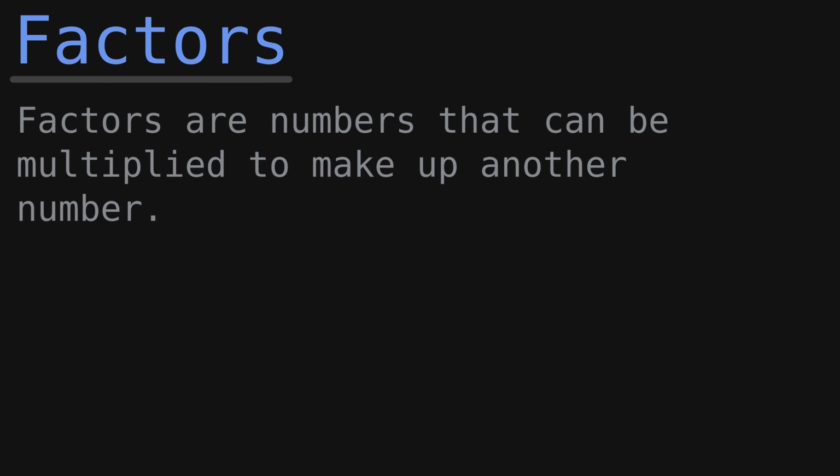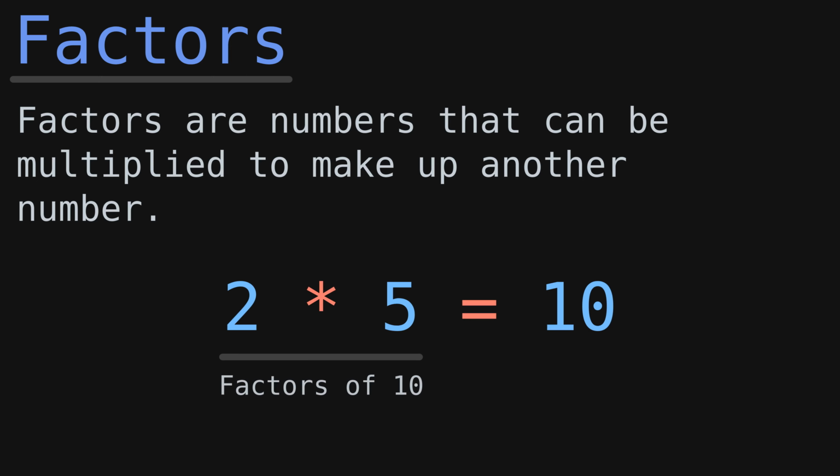Factors are numbers that can be multiplied up to make another number. For example, 2 and 5 are factors of 10 because they can be multiplied together to make 10. But 4 isn't a factor of 10 because it cannot be multiplied by another whole number to make 10.